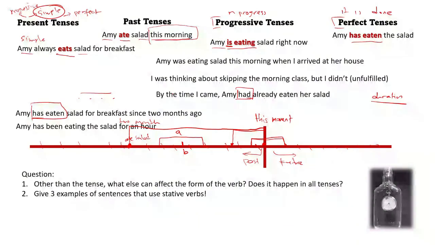Look at this one. There are two events here. I came and Amy had already eaten her salad. So for example, this is event A and this one is event B. Sometime in the past I came. And at this time, Amy had already eaten her salad. She finished eating her salad sometime in the past.